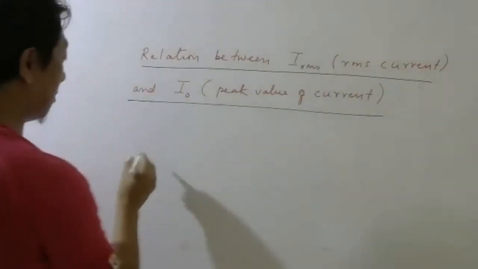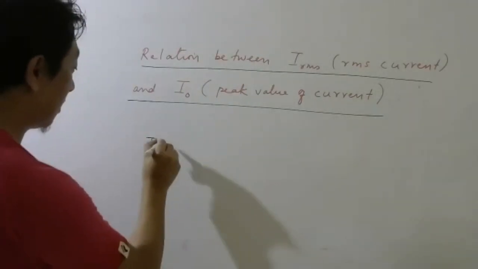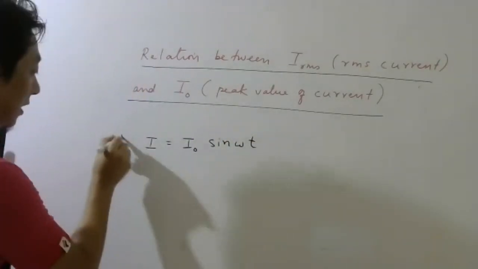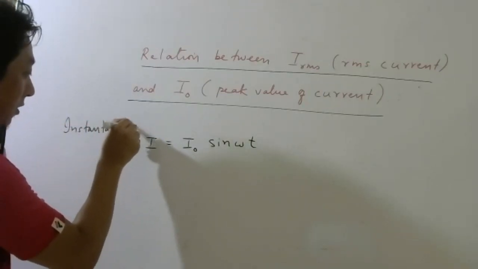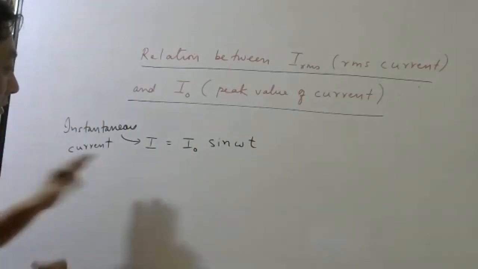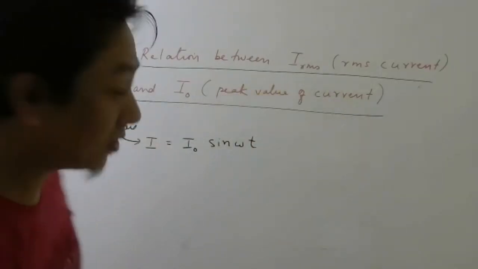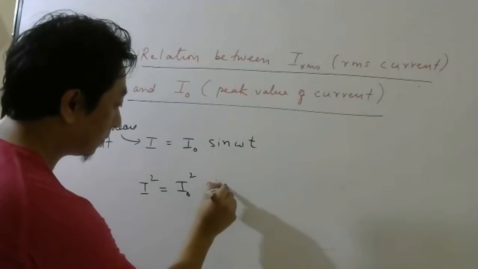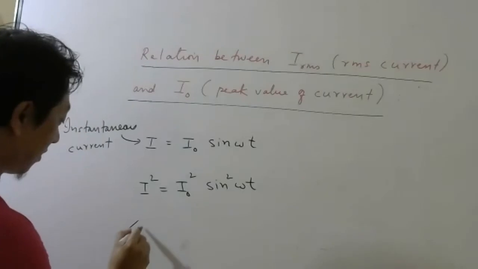What is the meaning of IRMS? First, forget IRMS, take current. Now what kind of current are you taking? Alternating, I equals I naught sine omega t. This is the instantaneous current, because it is given in terms of time. So this is your current at time t. Now to find IRMS, what should I do, students? First I should square it. Agree, right? First I should square it. Then I should take the average.